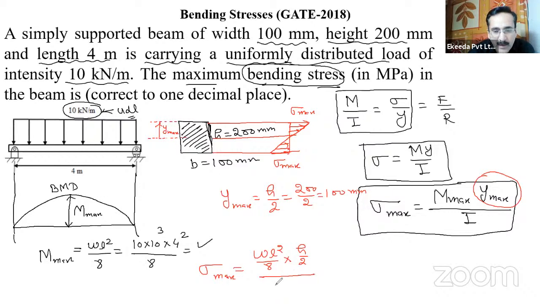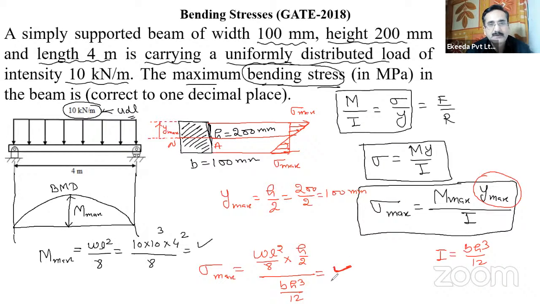and divided by I. Now, what is the moment of inertia of a rectangular section? That is B D cube by 12 or B H cube by 12, about the neutral axis. We are talking about the neutral axis. So put here the value B H cube by 12. Solve it and you will get the answer.